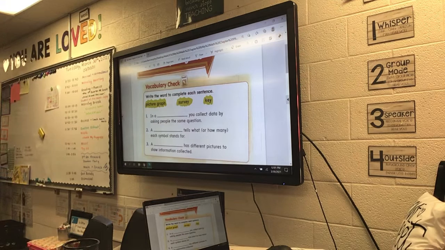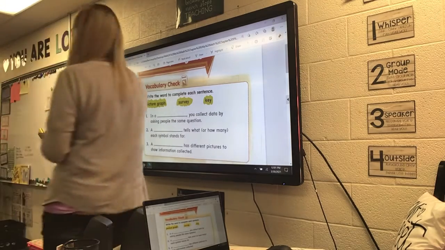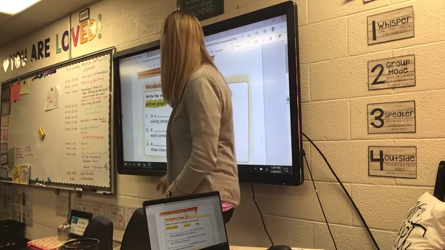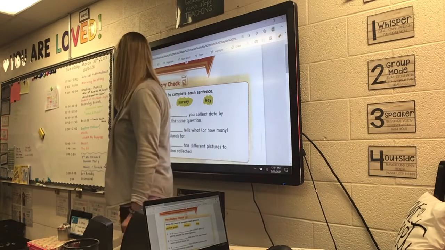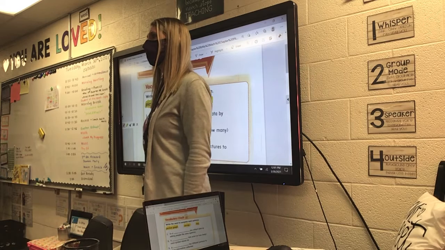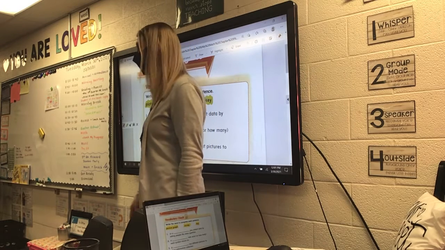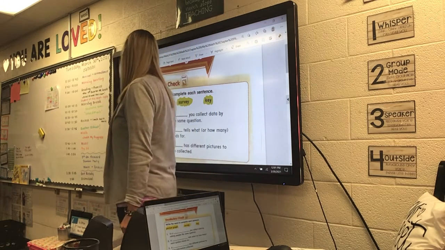So whenever you're asking people the same question, like what's your favorite fruit? What's your favorite food? What's your favorite sport? Raise your hand if you know what that is called. Is that a picture graph, a survey, or a key? What do you think, Wyatt? No, it's not a picture graph. Kinsley? A survey. It's a survey, yep. So it is a survey.